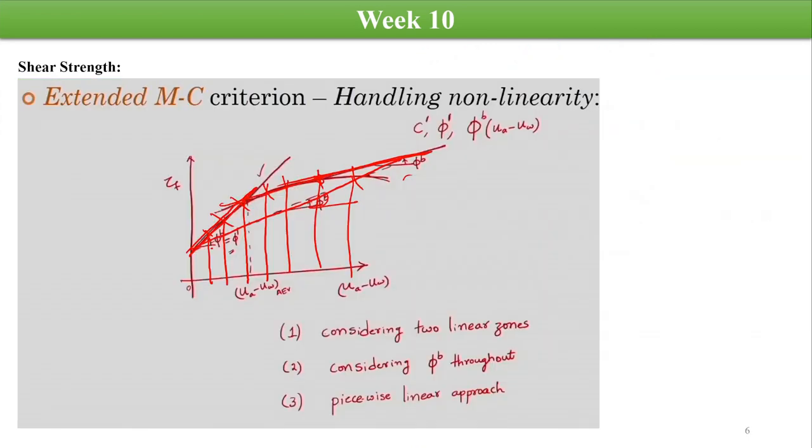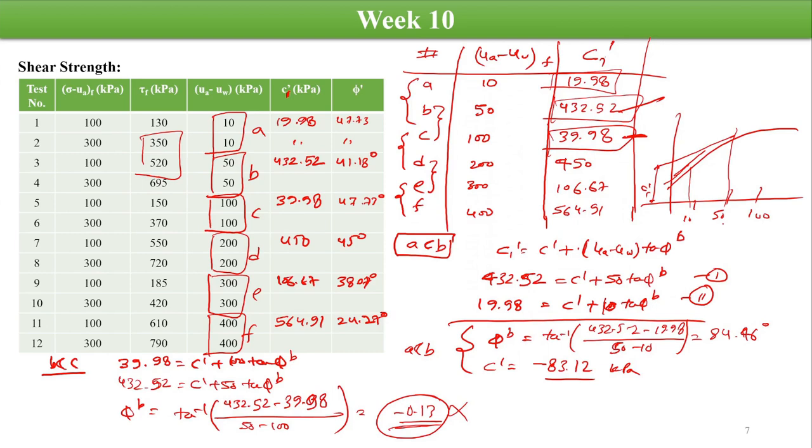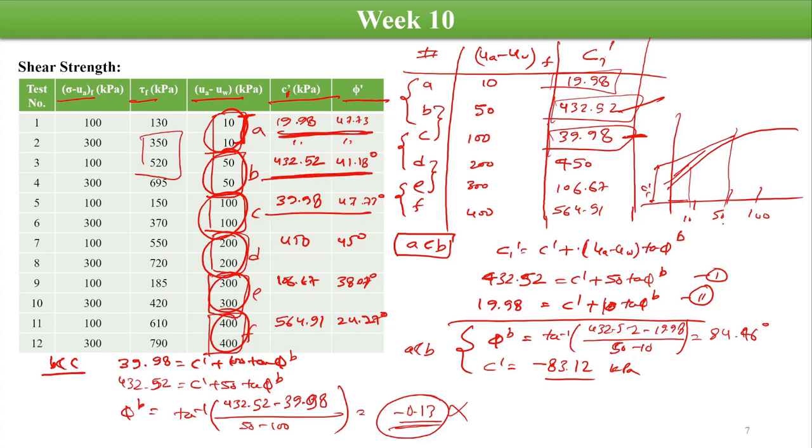Okay, so let me rewind again. If we have the data of sigma minus ua, the data of tau f, and the data of matric suction, then we can use the piecewise technique by solving the value of C dash and phi dash for two sets of tests which are performed at the same matric suction. Then from each two sets of matric suction values, we will obtain the value of C dash and phi dash. So this will be like one piece, then a second piece, third, like that.